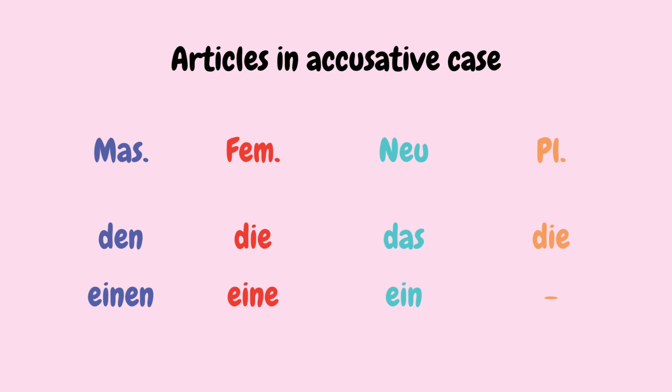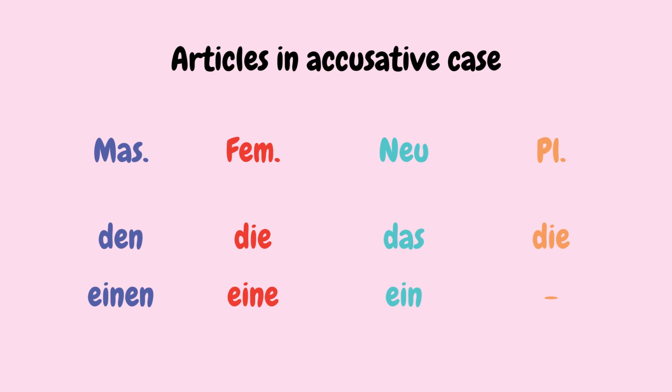Whereas the indefinite article or the unbestimmter Artikel in accusative case for masculine nouns is einen. For feminine, it is eine. For Neutrum, it is ein. And ein itself means a. There won't be any plural for it.